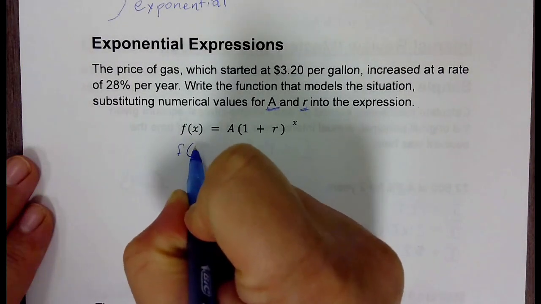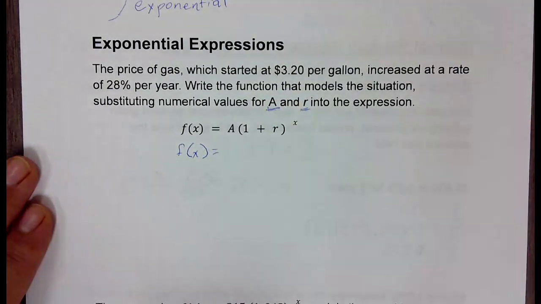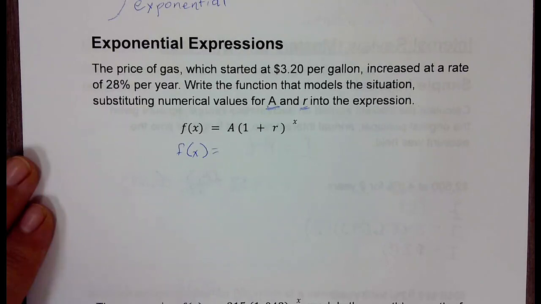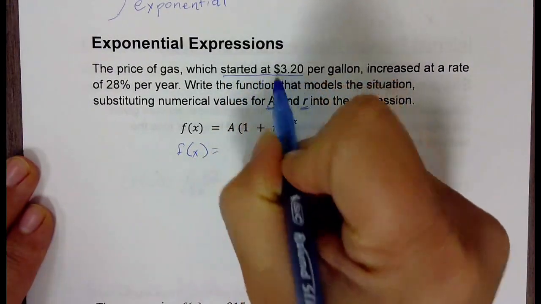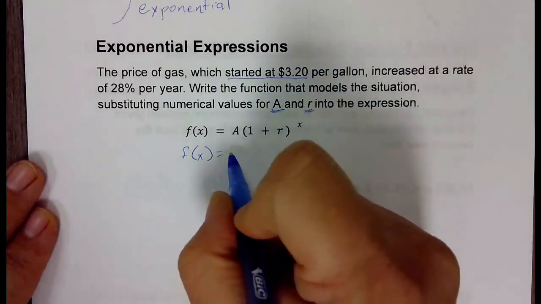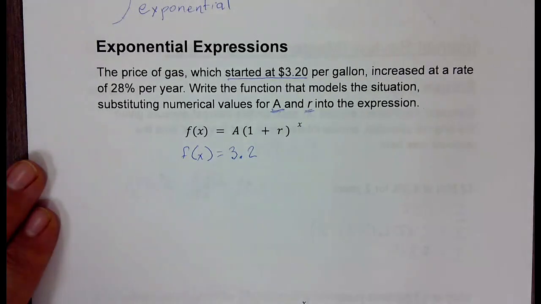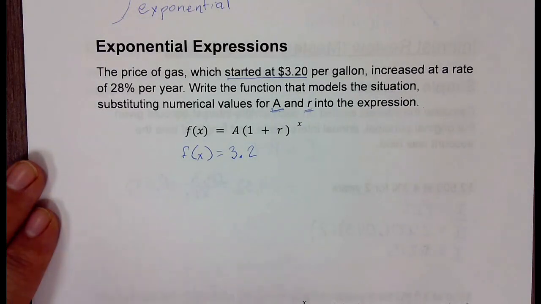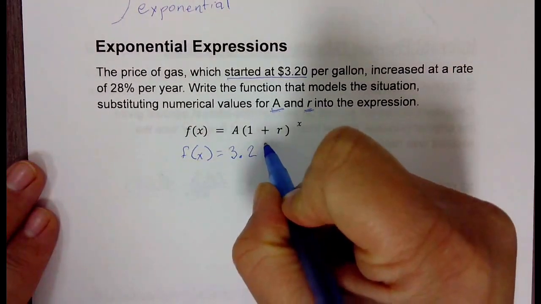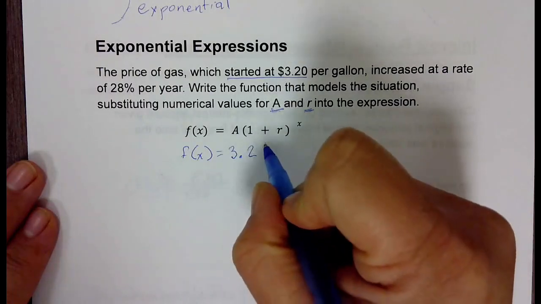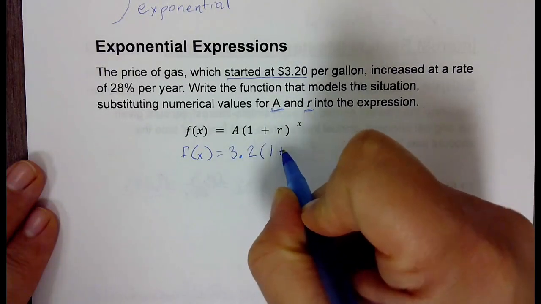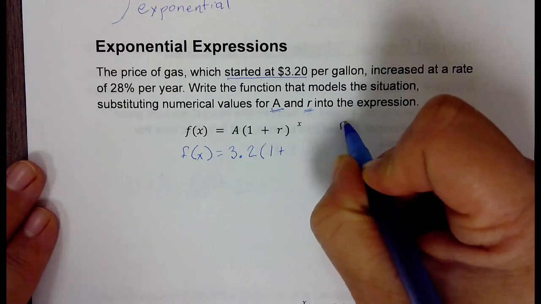So f of x equals a, which is my amount that I started with. And in this case, it started at $3.20 a gallon. So I'm going to substitute that for a. 3.2. I could write 3.20, but after my decimal, any zeros that I have at the very end don't give me any new information, so I can leave them off or I can put them on. So I have a times 1 plus r. Same thing I was doing before with simple interest.